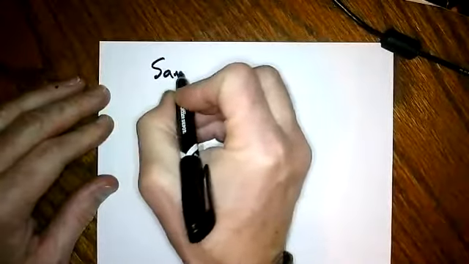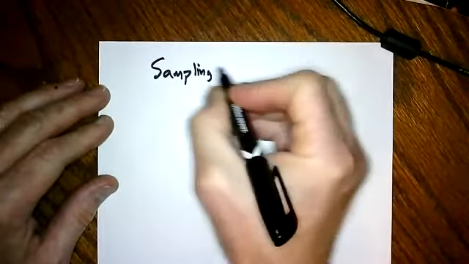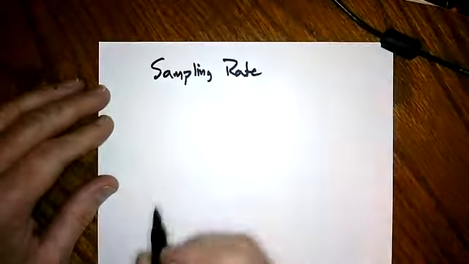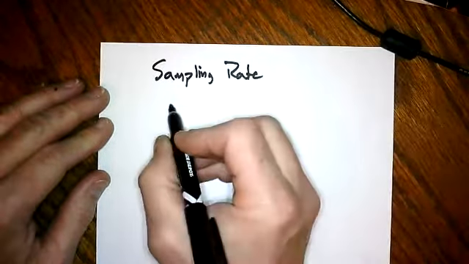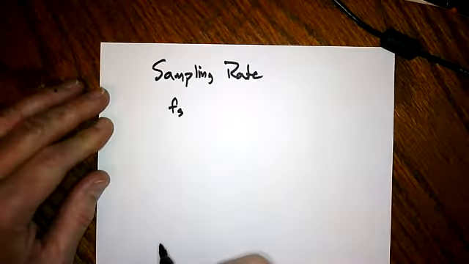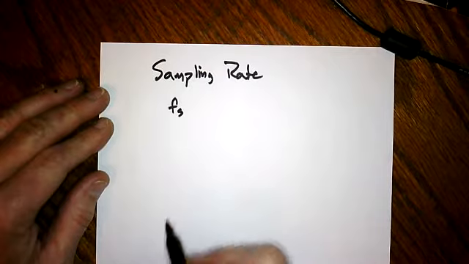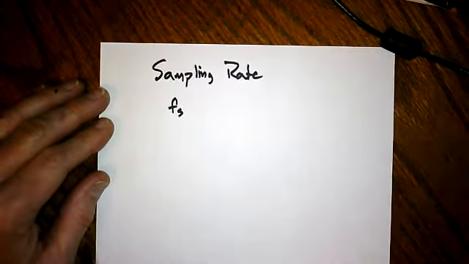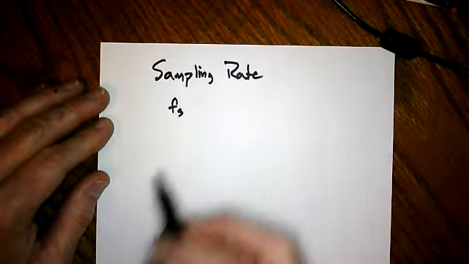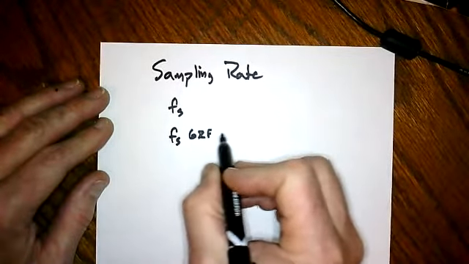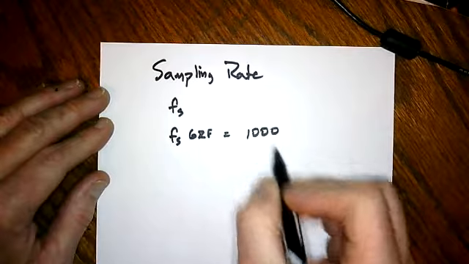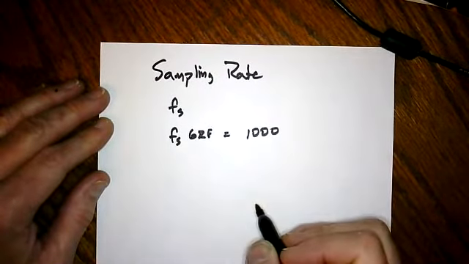Okay, let's talk about sampling rate. This is a term we throw around a lot in the lab. We use the symbol FS to represent the sampling rate, and anytime I'm writing MATLAB code, I use that as the sample rate. Sometimes I'll use FSGRF, meaning I have a special sample rate for my ground reaction force.